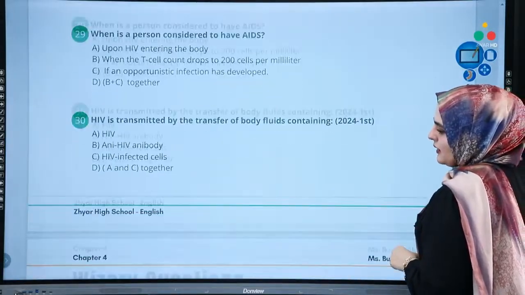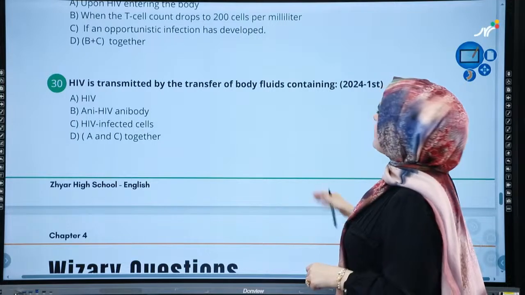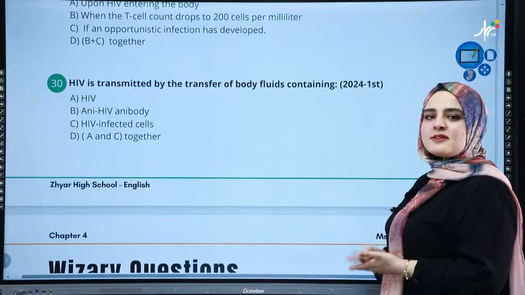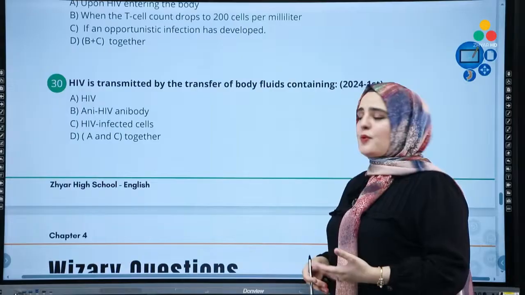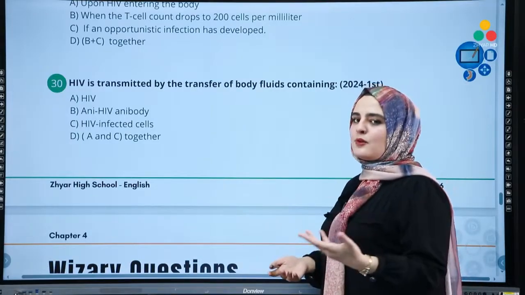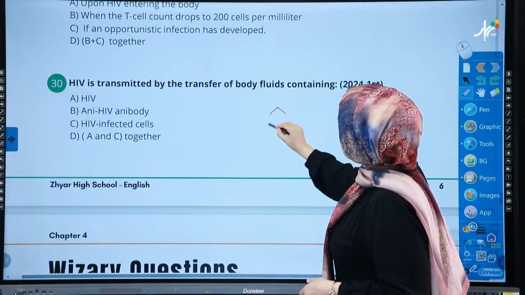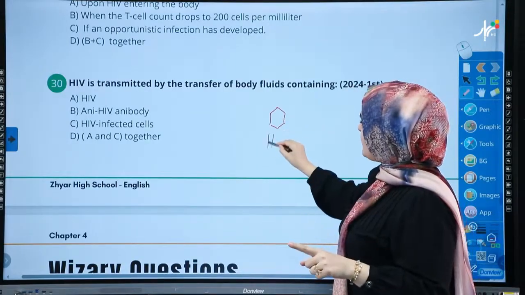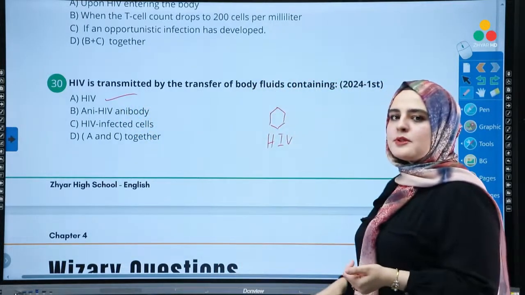We're on to the last question of this chapter. We're talking about HIV is transmitted by transfer of body fluids containing what? This is a question from Wizari last year. The majority of the students have a problem with it and they mistake it. Probably you already solved it and it's easier now, but we're just going to remind you one more time so that we don't make that mistake again. See, if you have the virus and the virus directly enters the body, it causes infection. For example, HIV enters your body, it causes infection. So it could be transmitted like that, fluids have that.